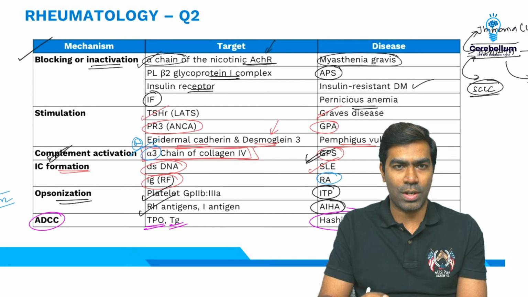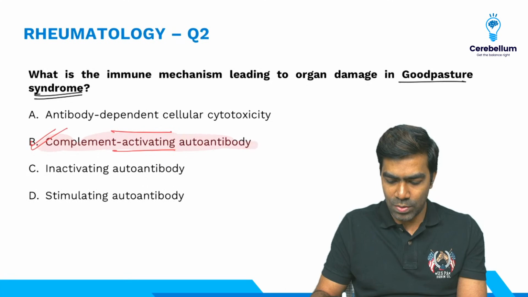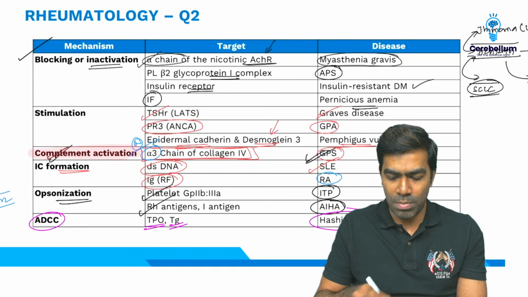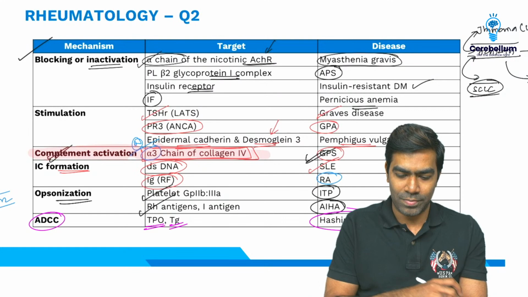So now you can understand that the right answer for this question is complement activating antibody, because we are talking about Goodpasture syndrome. In Goodpasture syndrome, you're going to see complement activating antibody that is targeted against the alpha-3 chain of collagen type 4. All right? Next, let us move on to the next question.